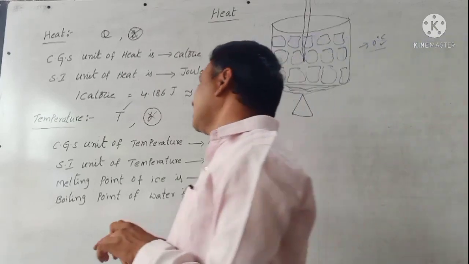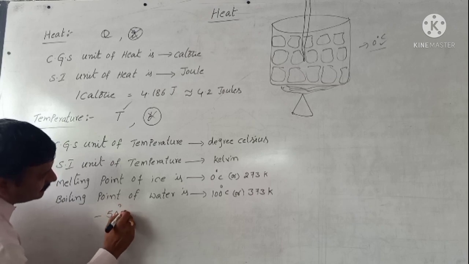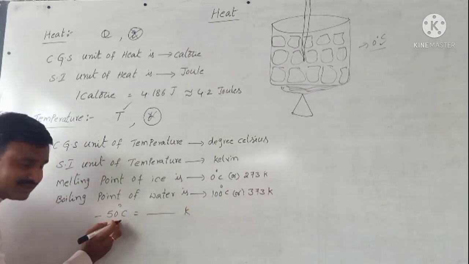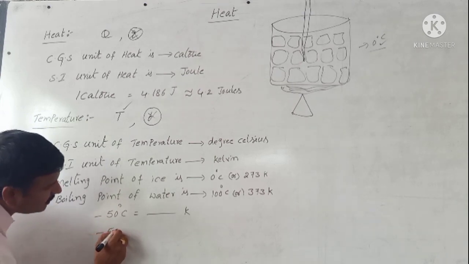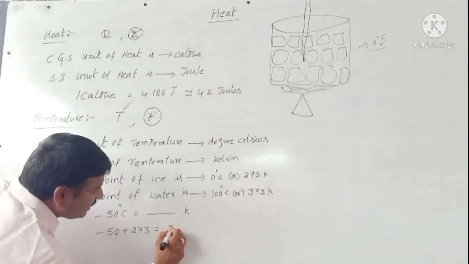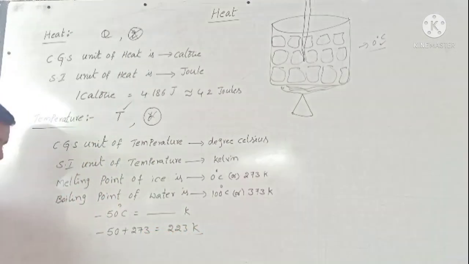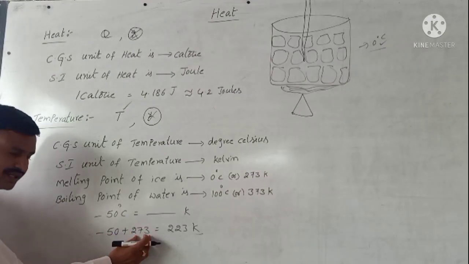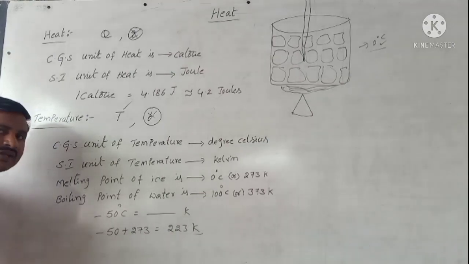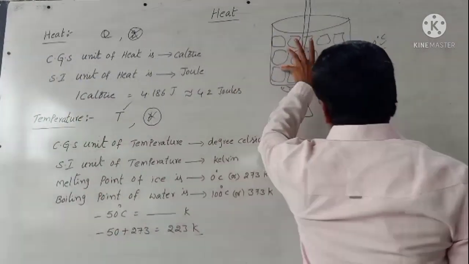For example, many times they ask: minus 50 degrees Celsius converted into the Kelvin scale. What is minus 50 degrees Celsius? As usual you write minus 50 plus the addition of 273, that equals 223 Kelvin. 273 minus 50 equals 223 Kelvin. So, you understand this one.